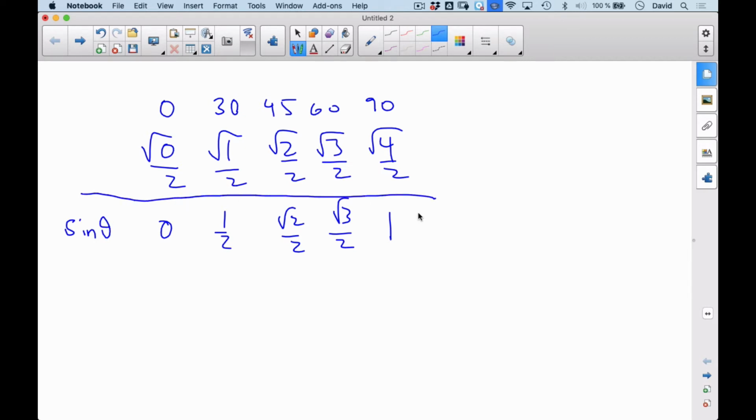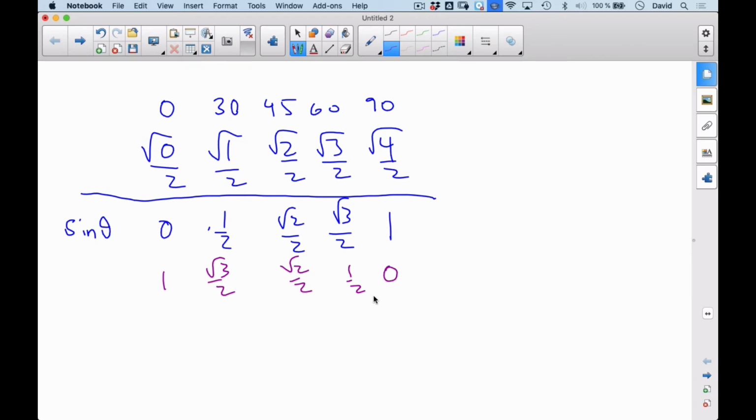So if I said to you, what's the sine of 60 degrees? Square root of 3 divided by 2. Exactly, square root of 3 over 2. If you wanted the sine of 30 degrees, 1 over 2. Now, this table gets even better. Because what I'm going to do next, and I'll go to purple now, I'm going to write these same numbers in backwards order. So I'm going to start with 1, square root 3 over 2, root 2 over 2, 1/2, and 0.